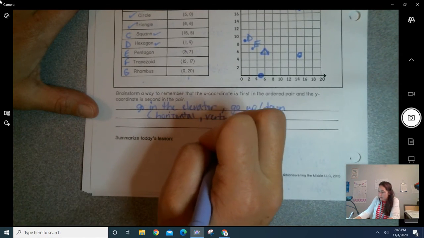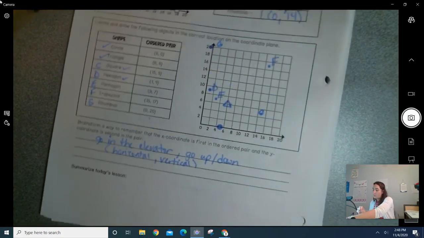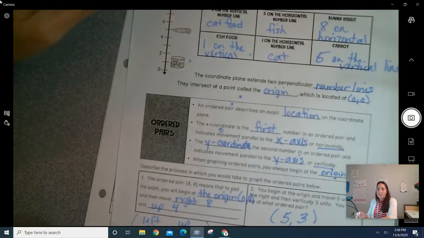So that's how I remember that the first number is horizontal and the second number is vertical. Okay, make sure you guys bring your notes to class, this notes packet to class, because we're going to do some more note taking during class next week. I will see you soon.